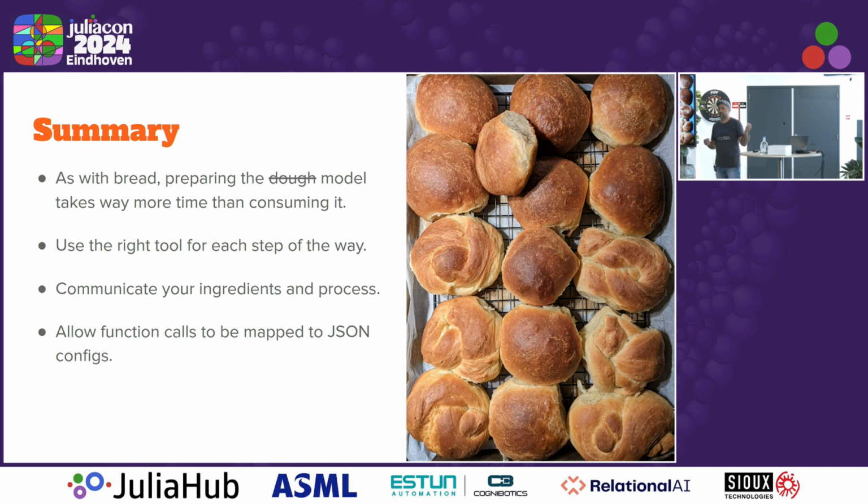So in this case, we have Java that has everything in memory, that does a lot of jobs together. But we have Julia to do a lot of the heavy lifting that Julia is good at doing, that Java may not be good at doing. You need to communicate your process. So the two components need to be able to define a protocol that they're going to use to exchange data between each other. And finally, allow function calls to be mapped to JSON.